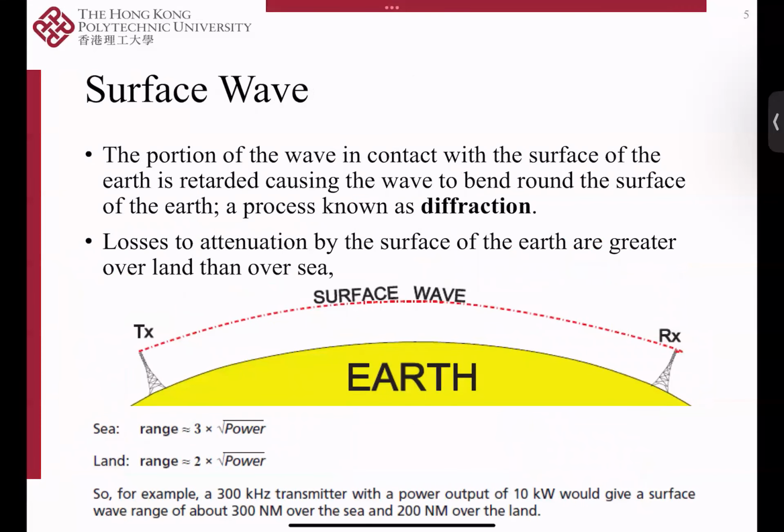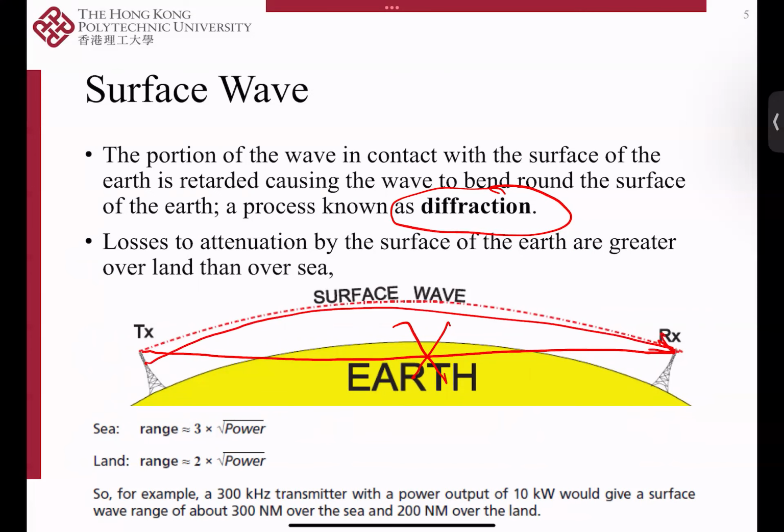For the surface wave, you need to know that it is based on diffraction. It is not a direct propagation, because if it were, it would be blocked by the ground, right? So it is not direct propagation; it is attached to the ground. This is based on diffraction. It is too complicated to explain the physics behind it, so if you are interested, you can find some YouTube videos on how diffraction occurs. It is really complicated.